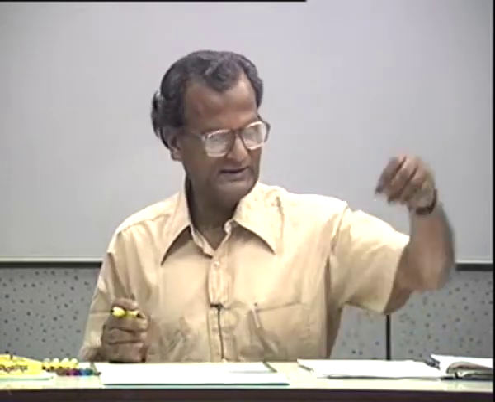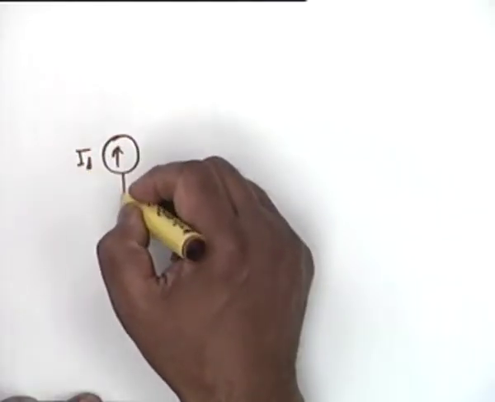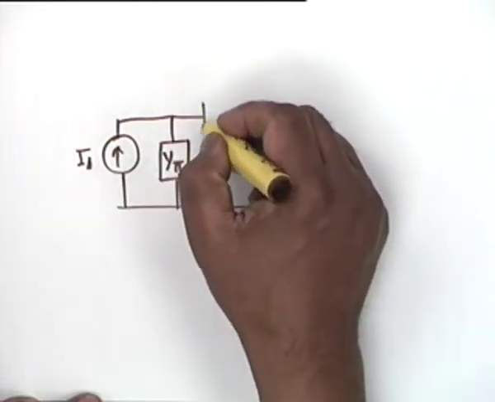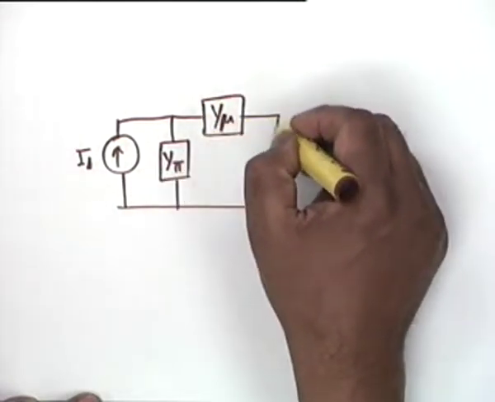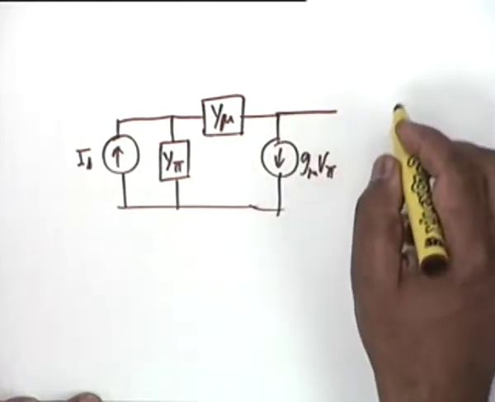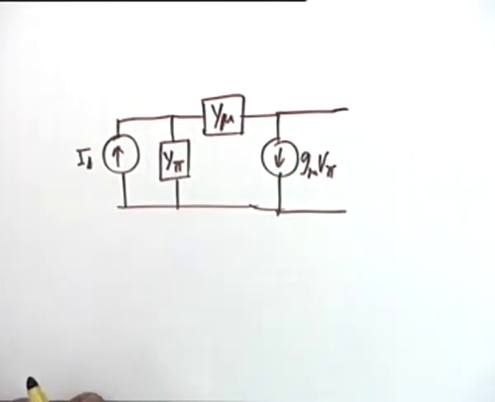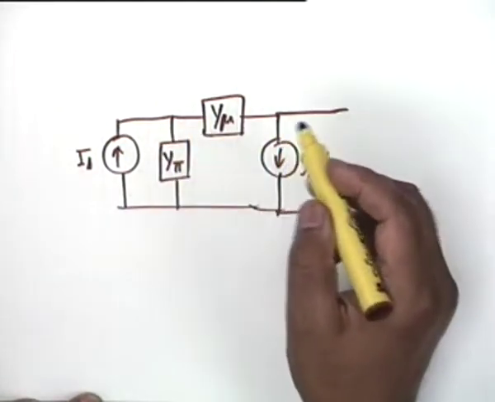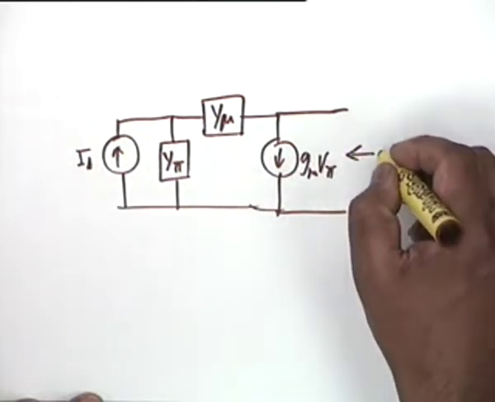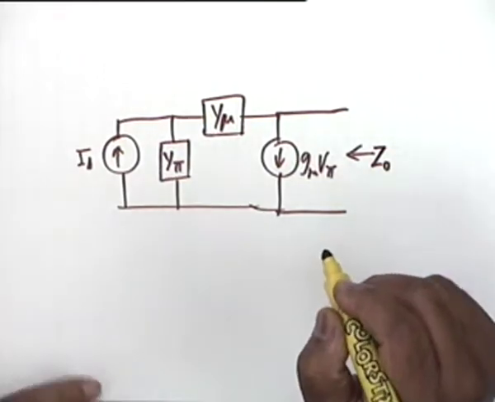Now let's look at this circuit. What was this circuit? The equivalent circuit: Is, Y pi, Y mu, Gm V pi, some other considerations, and then you had an RL. Now suppose I want to find out the output impedance of this. What do you expect the output impedance to be? Let's call this output impedance Z0. Output impedance is the impedance faced by RL, the load. So I am not including RL.